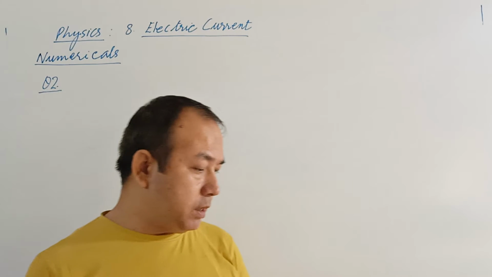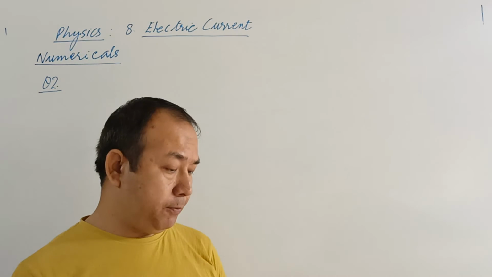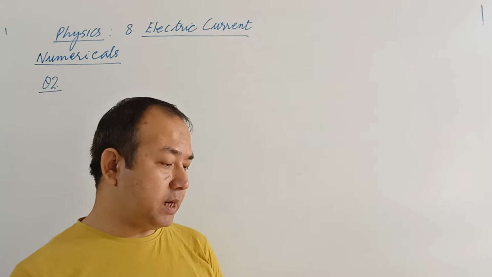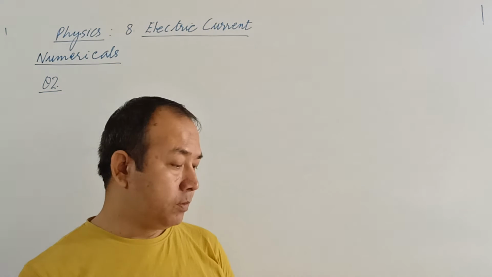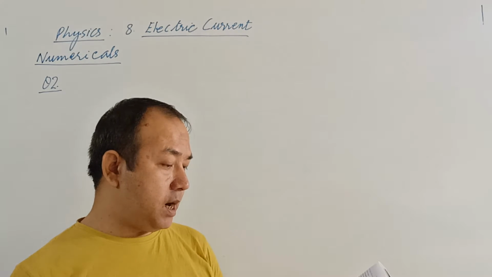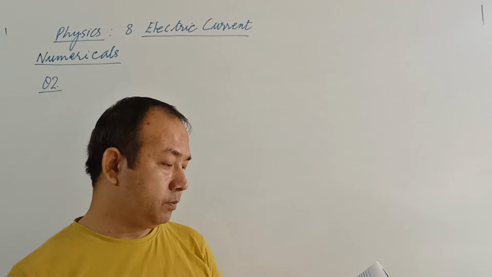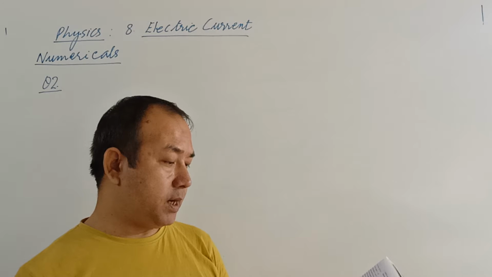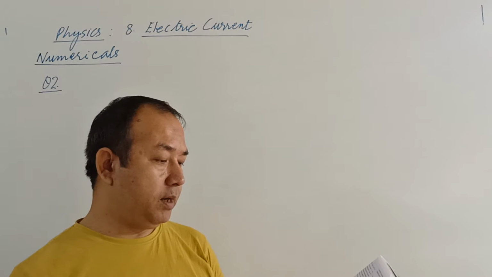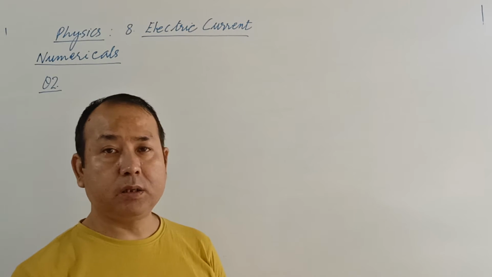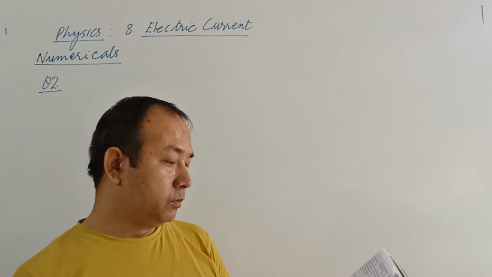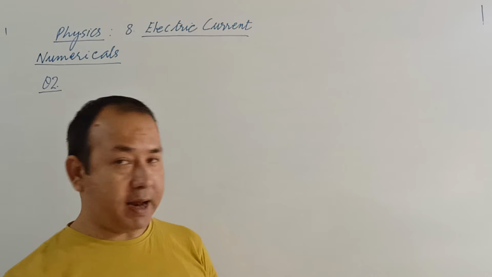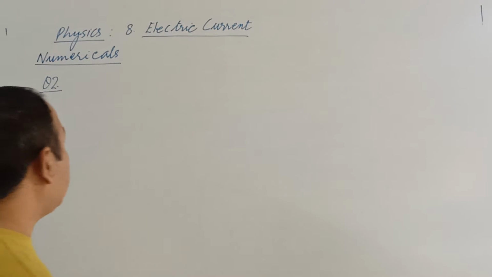In question number 2, it is given that a battery of EMF 3 volts supplies current through a circuit in which the resistance can be changed. A high resistance voltmeter is connected across the battery. When the current is 1.5 ampere, the voltmeter reads 2.7 volt. Find the internal resistance of the battery. So we need to calculate the internal resistance.